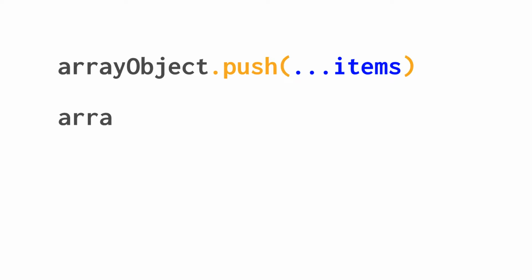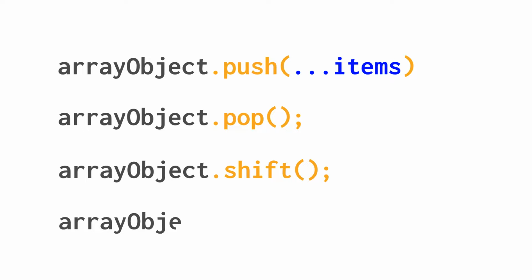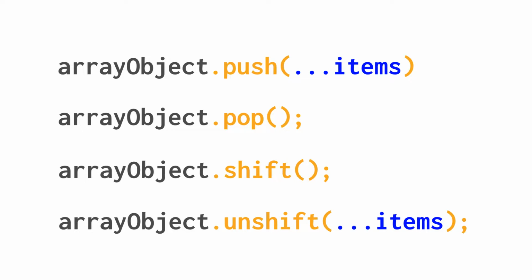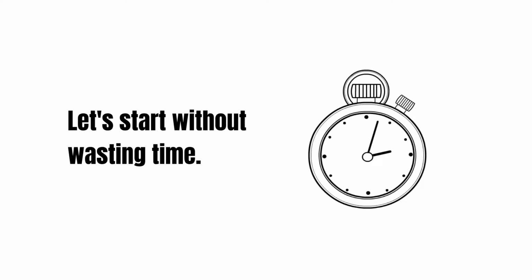First method is the push method, which is used to add one or more items to the end of an array. Next is the pop method, which is used to extract an item from the end of an array. Then the next method is the shift method, which is used to extract an item from the beginning of an array. And the last method is the unshift method, which is used to add one or more items at the beginning of an array. So, let's start without wasting time.